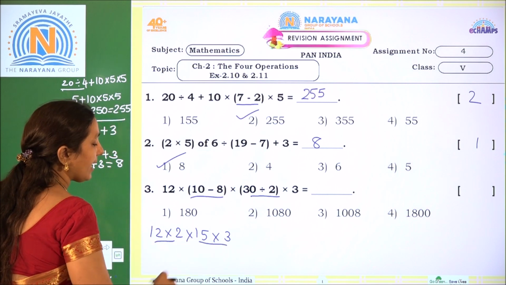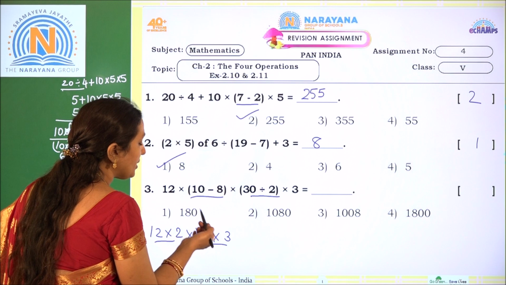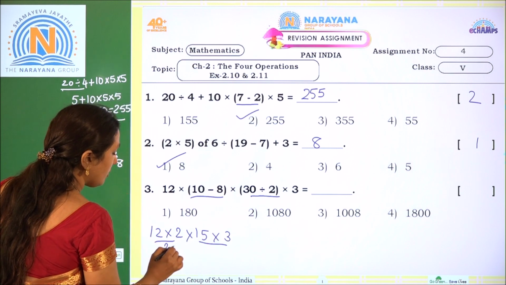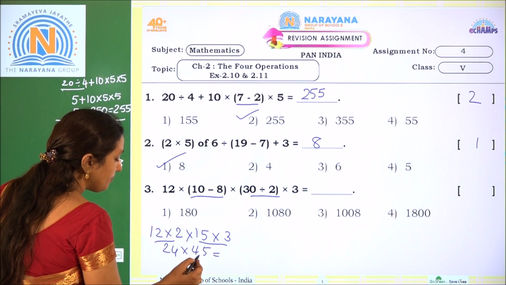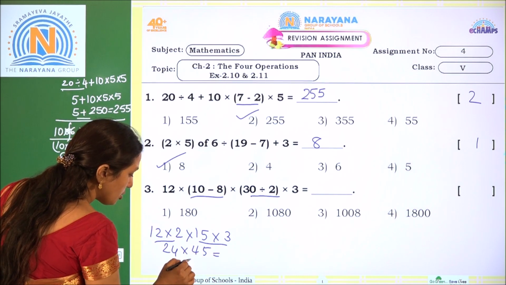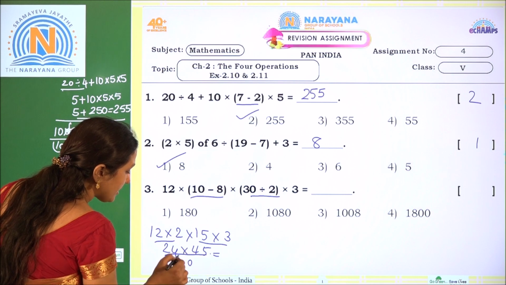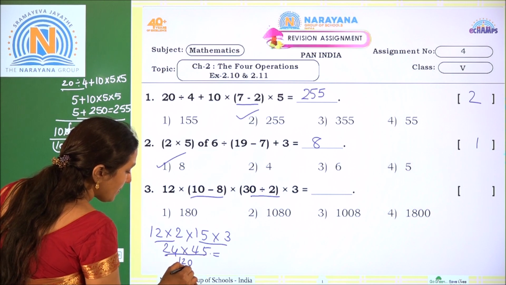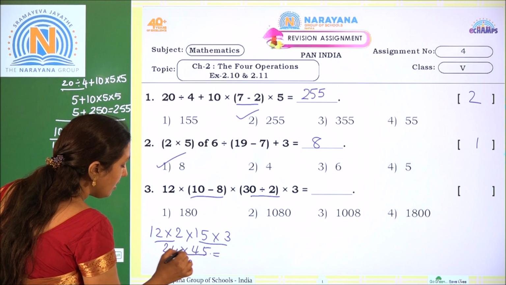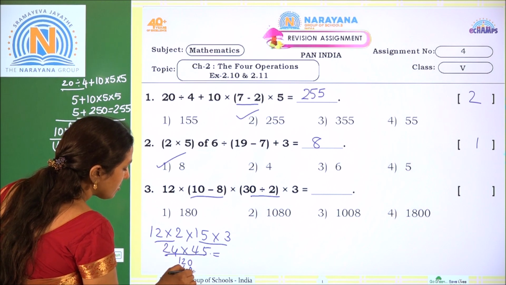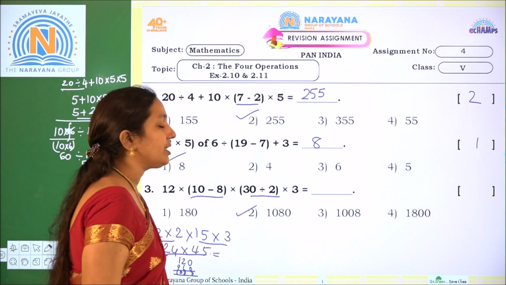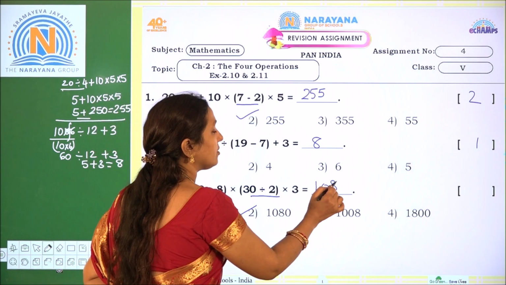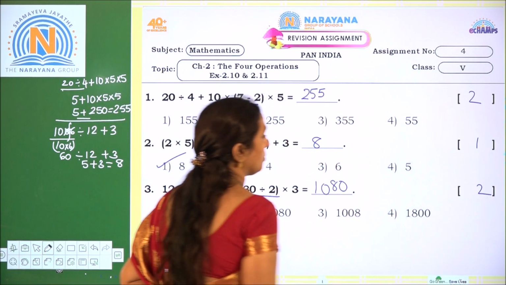Now multiply. Because there is no division, directly we multiply 12 into 2 into 15 into 3. 12 2s are 24, into 5 3s are 45. We get 5 4s are 20, 5 2s are 10 plus 2 is 12. So the ones place is 0. 4 4s are 16, 1, 4 2s are 8 plus 1 is 9. So 0, 8, 10. We get 1080. Which is the correct option? Option 2. The answer is 1080. The required option is 2.